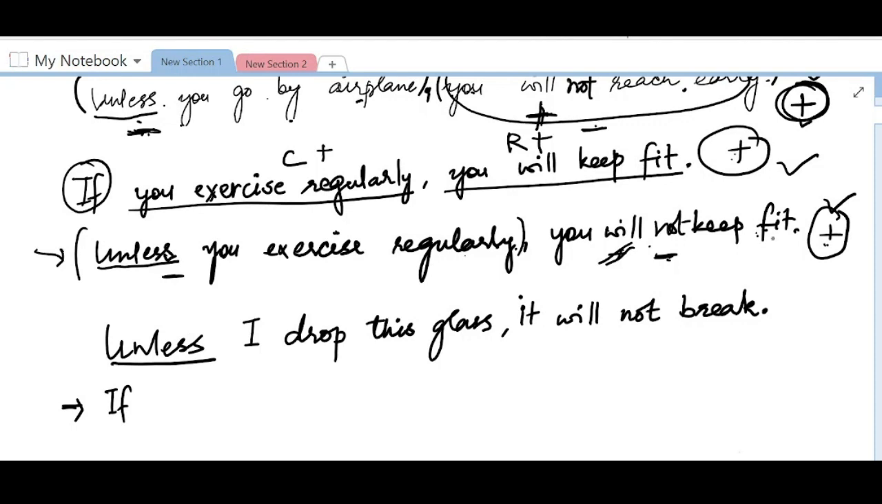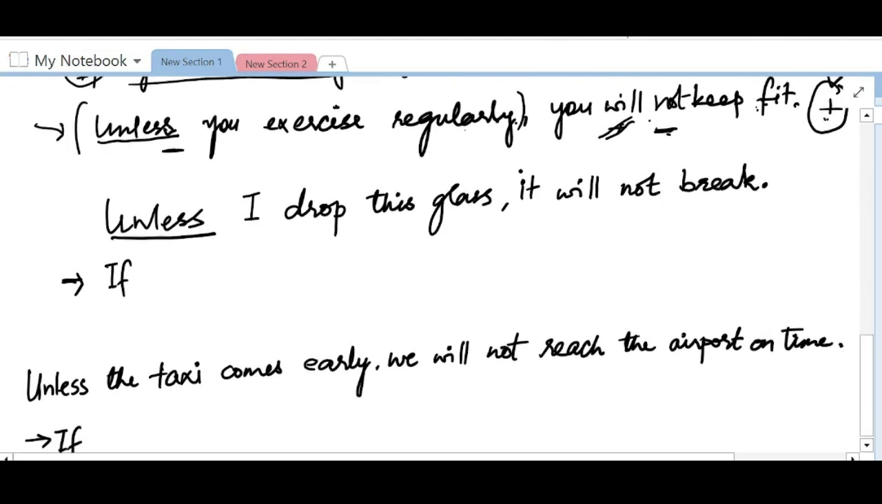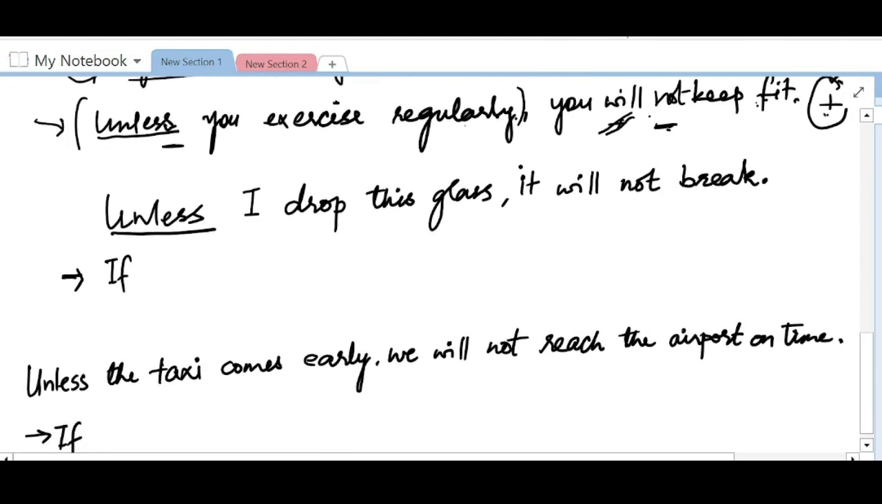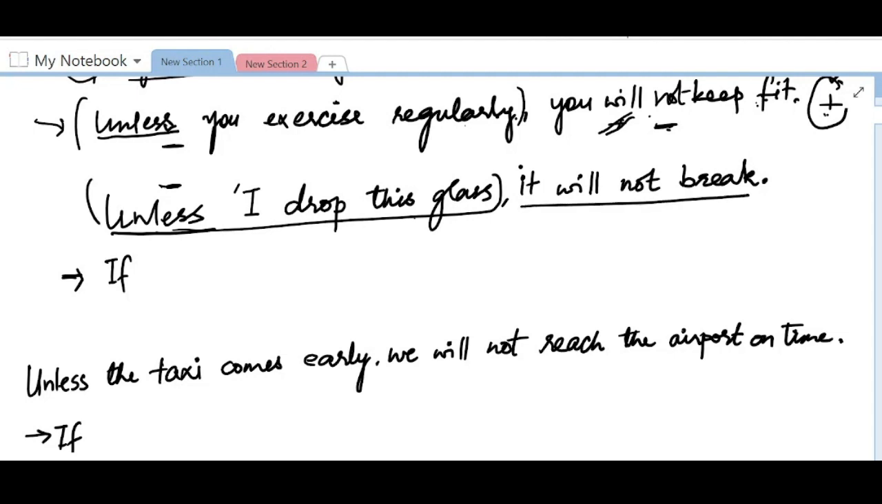Okay. Now let's do one unless sentence and change it into if. If my sentence is given in unless and I'm supposed to replace unless with if, again we will apply the same formula, same rule, same tip. Unless is a negative word. Unless I drop this glass: unless is a negative word, so the whole of this clause becomes negative. It will not break, again minus. So minus minus plus. Understood?